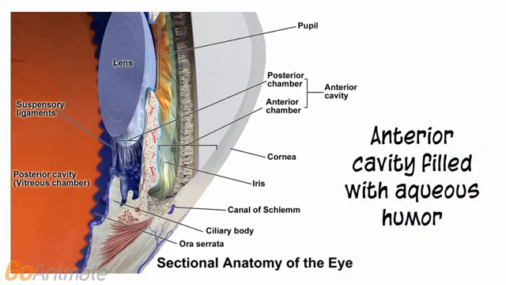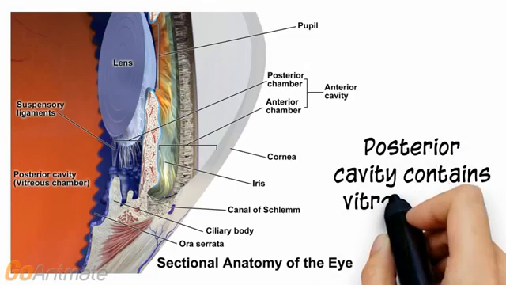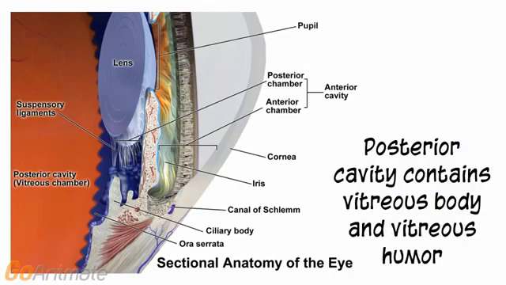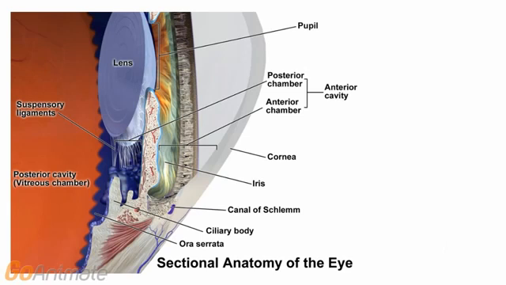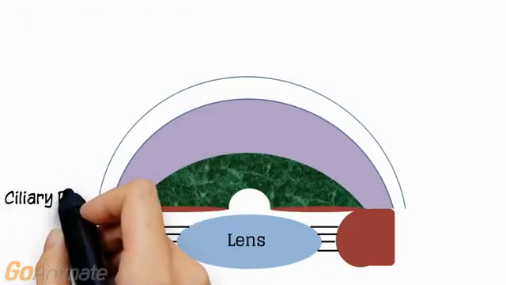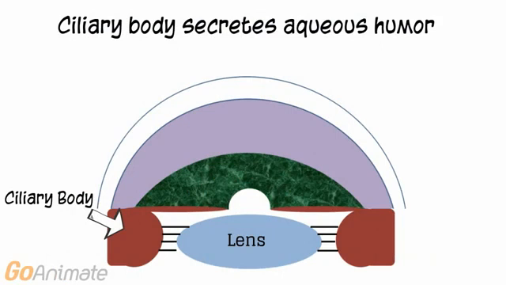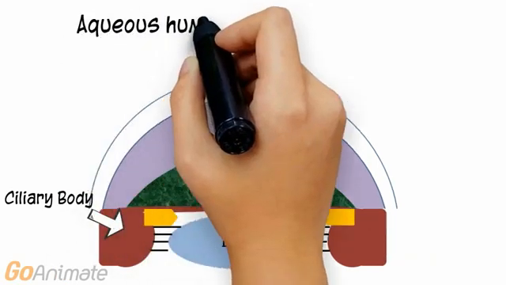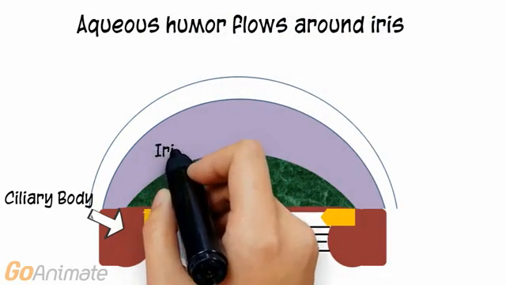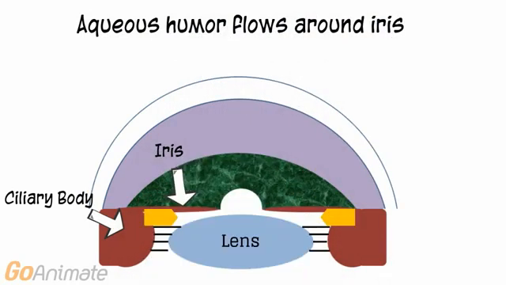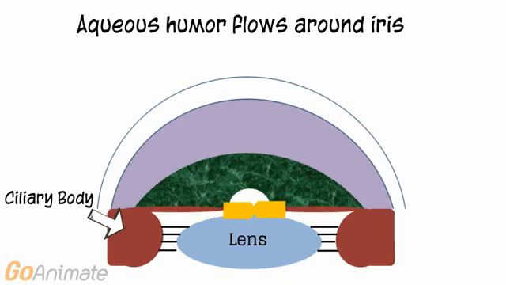The anterior cavity is filled with a fluid called aqueous humor. The posterior cavity contains the vitreous body and vitreous humor. Aqueous humor is secreted by the ciliary body, which also holds the lens in place by suspensory ligaments. The fluid flows around the iris and drains via the scleral venous sinus or canal of Schlemm.